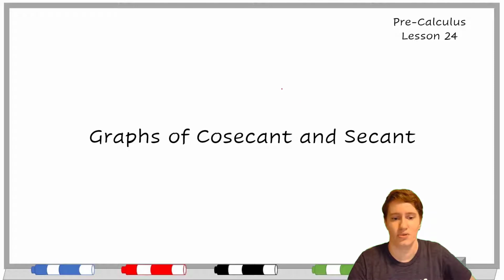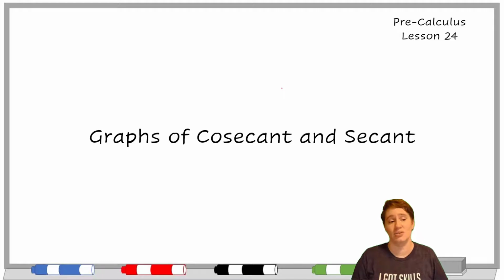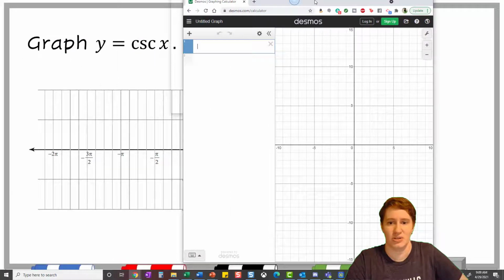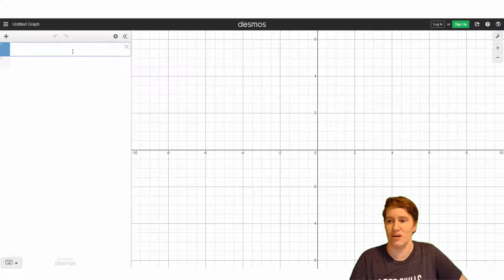We're on lesson 24, which is talking about the graphs of cosecant and secant. Last lesson we learned how to graph sine and cosine. Now we're going to go to the next two trig functions, cosecant and secant. You may be thinking, I have no idea what cosecant and secant look like. So our first thing is to just see what a normal cosecant and a normal secant look like. I'm going to do that using Desmos, but you can use your TI calculator if you prefer.